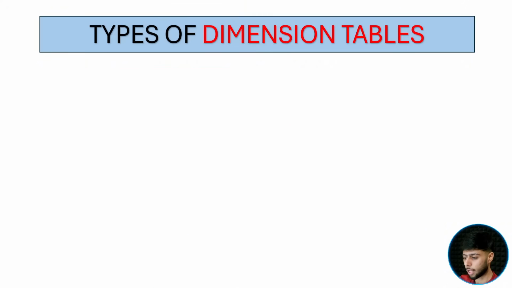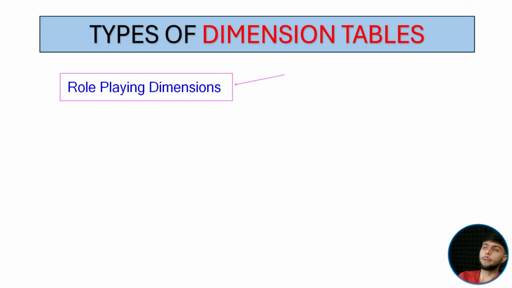Let me talk about the second type of dimension tables, and this is role playing dimensions. Okay, role playing dimensions. Wow, nice term. So these kinds of dimensions are created when we connect our fact table with a dimension table on multiple conditions, on multiple, let's say, relationships.